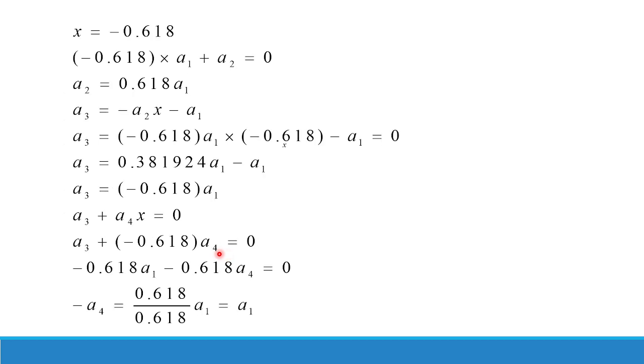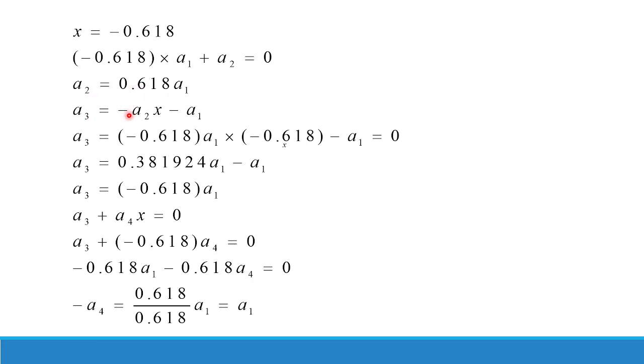Now from the second value, that is x is equal to minus 0.618, we may again calculate the equation for psi 2. From the equation a1x plus a2 is equal to 0, substituting the value of x here, minus 0.618 multiplied by a1 plus a2 is equal to 0, so a2 will be equal to 0.618 a1.